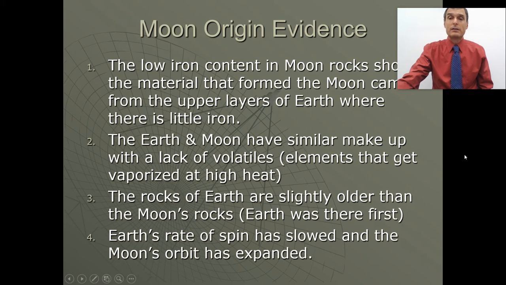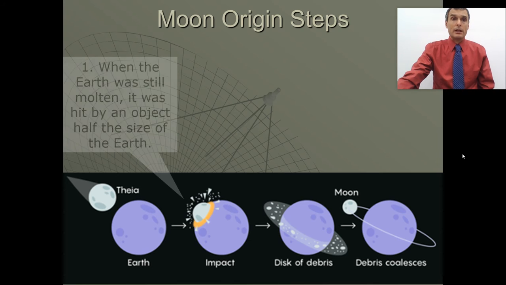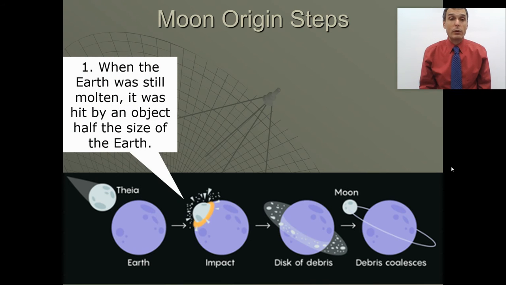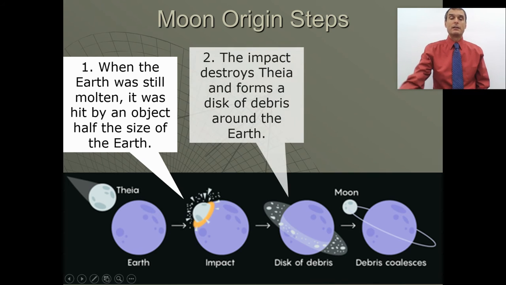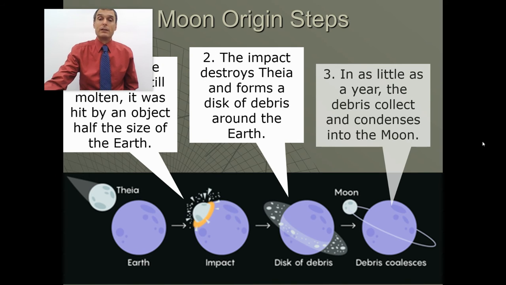So what does this whole process of the impact theory look like? Well, here we go. So the steps in the formation of the moon are as follows. Number one, when the Earth was still in a molten state, so this is billions of years ago, it was hit by an object that was half the size of the Earth that scientists have dubbed Theia. When this happened, it sprayed out this debris disk around the Earth, and then in as little as a year after that, that disk then condensed and formed into the moon. Ladies and gentlemen, that's how the moon formed.